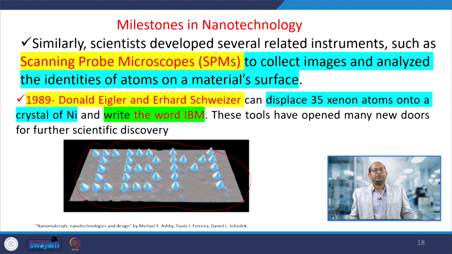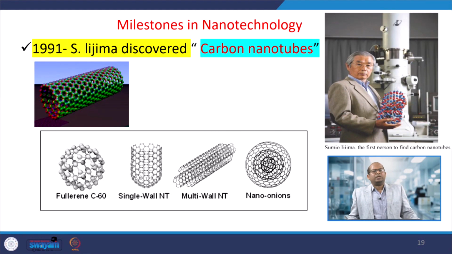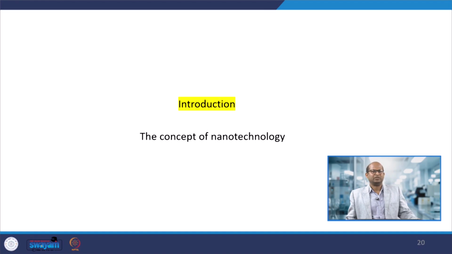With the help of 35 xenon atoms placed over the nickel crystal, through this study they opened many new doors for further scientific discovery. Later, in 1991, S. Iijima discovered carbon nanotubes, which are made of carbon. So these are the brief history points we have just discussed.